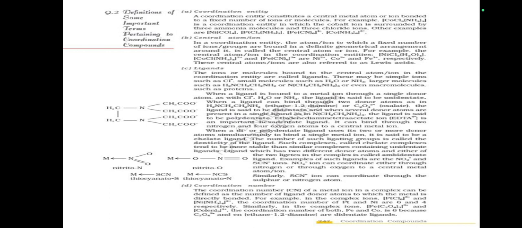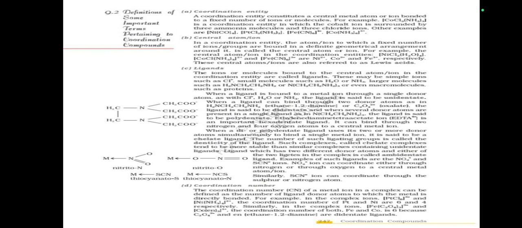Ethylenediaminetetraacetate ion is an important hexadentate ligand. It can bind through 2 nitrogen and 4 oxygen atoms to a central metal ion. When a di- or polydentate ligand uses its 2 or more donor atoms simultaneously to bind a single metal ion, it is said to be chelating. Such complexes are called chelate complexes. They tend to be more stable than similar complexes containing unidentate ligands.